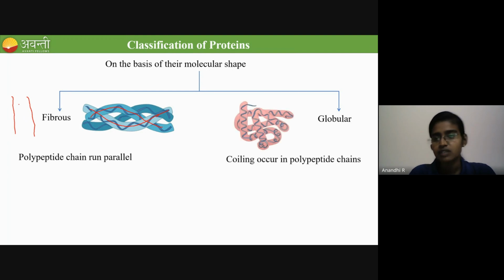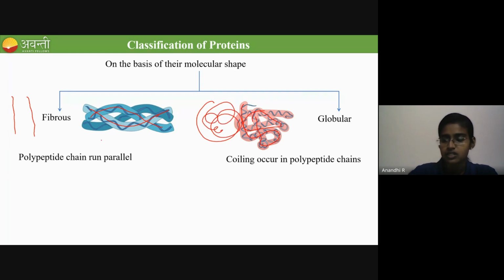And in case of globular protein, the coiling occurs in the polypeptide chain. So you see, here it is forming a spherical kind of shape. The polypeptide chain is forming a spherical kind of structure. Okay, it is called globular. It is forming a globe-like structure. And fibrous proteins have a fiber-like structure, and globular proteins have a spherical shape.